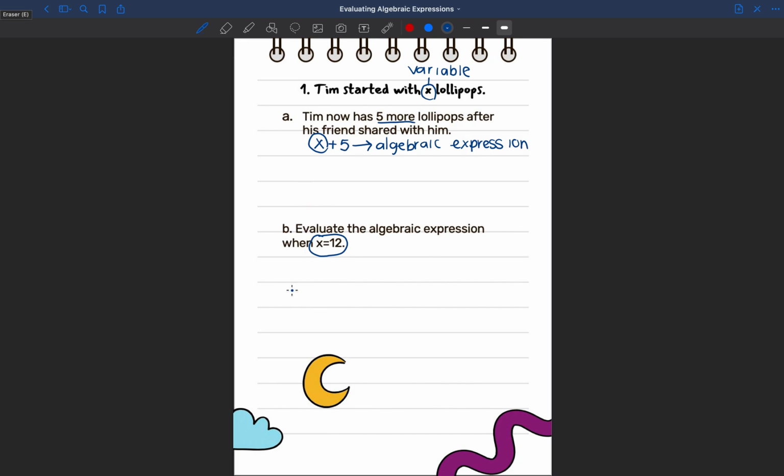So now x equals 12. And we're just going to finish writing out the expression. Well, now we can solve the expression. So 12 plus 5 equals 17.